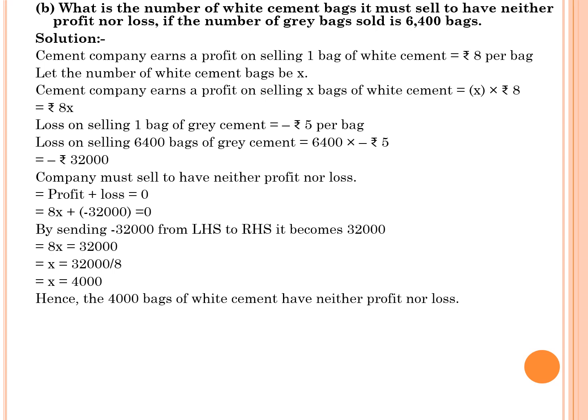By sending -32,000 from LHS to RHS, it becomes 32,000. That is 8x is equal to 32,000. x is equal to 32,000 divided by 8. As you can see, 8 is multiplication here. When it comes to the other side, it becomes division. So x is equal to 4,000. Hence 4,000 bags of white cement give neither profit nor loss. So we can say that if the company sells 4,000 bags of white cement, then it doesn't have any kind of profit or loss.